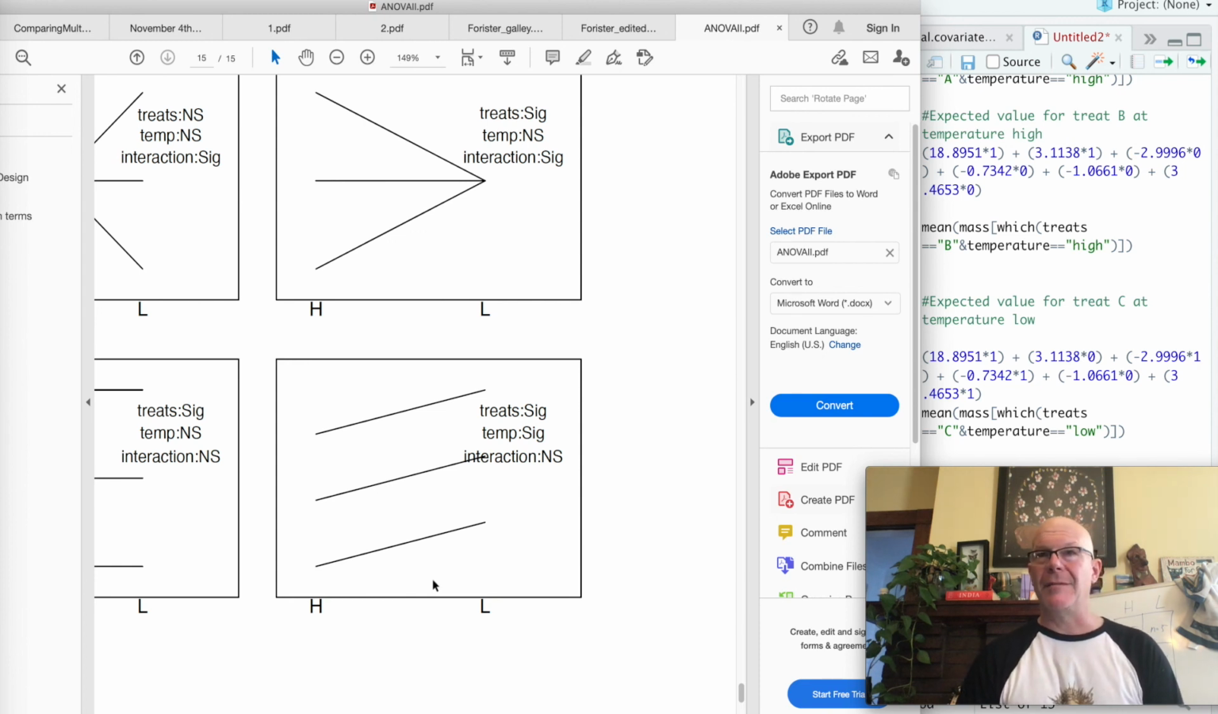I'll see, maybe I can remake these in color, and I'll put them in the notes that are handed out with that.